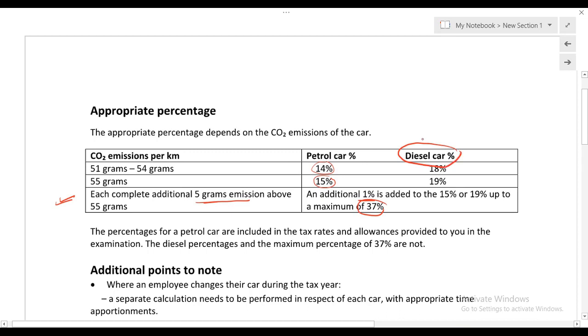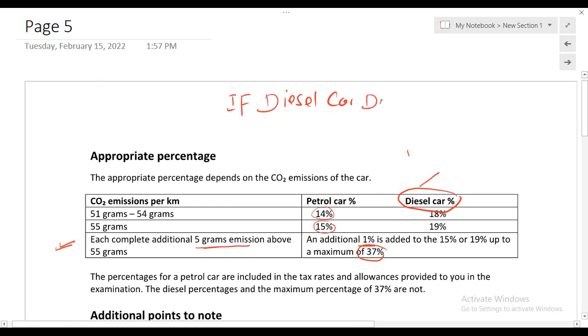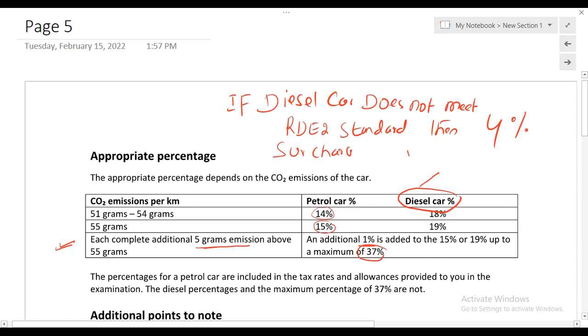And the examiner says this diesel car does not meet the RDE2 standard, then a 4% surcharge applies. Repeat. Number one, the given car is a diesel car, and the second, your examiner says this diesel car, for example, does not meet the RDE2 standard.